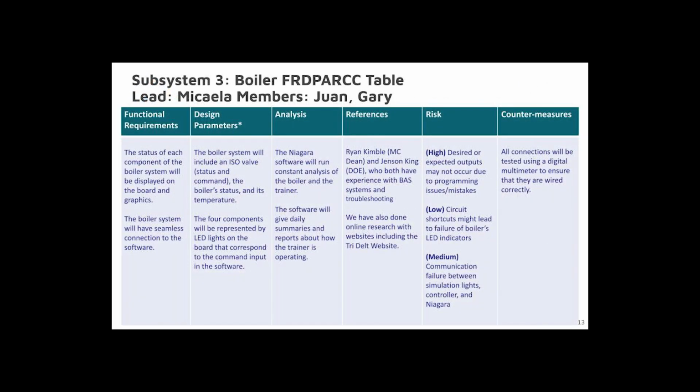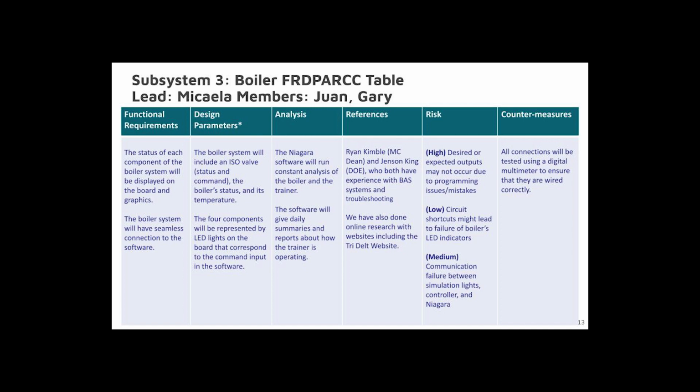Our next subsystem is the boiler. For our design parameters, we decided that the boiler system will include an ISO valve, the boiler status, and its temperature. The four components will be represented by LED lights on the board that correspond to the command input in the software. The Niagara software will run constant analysis of the board and the trainer. The software will also give daily summaries and reports about how the trainer is operating.